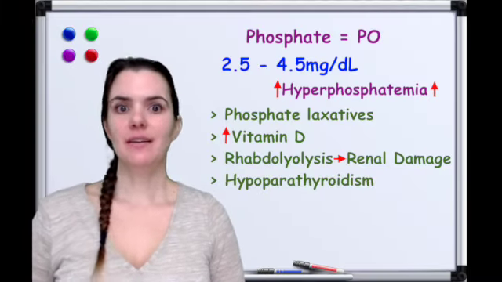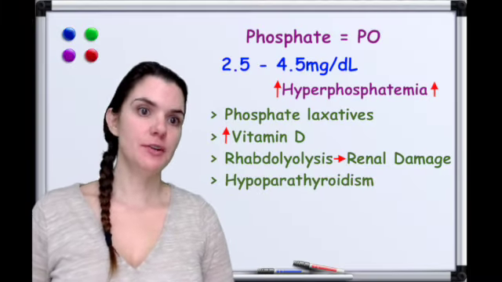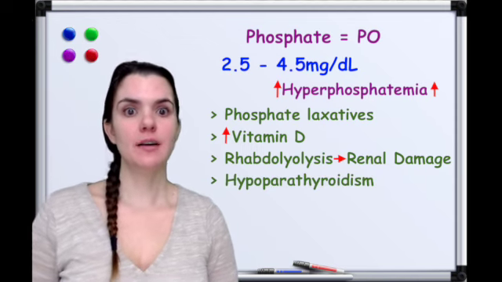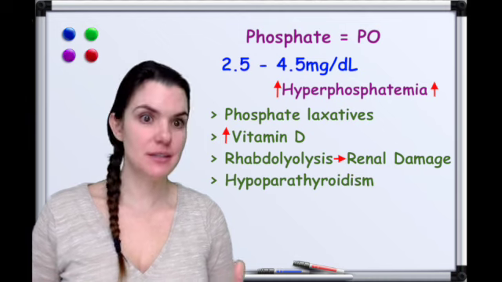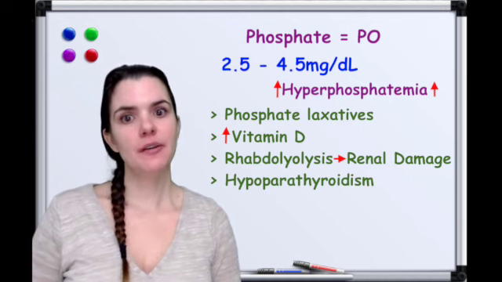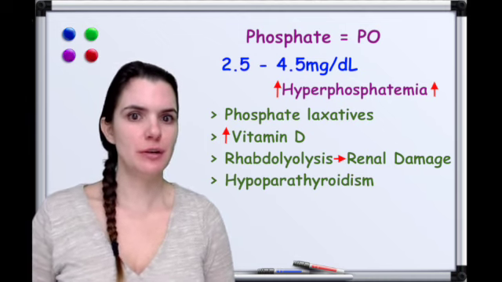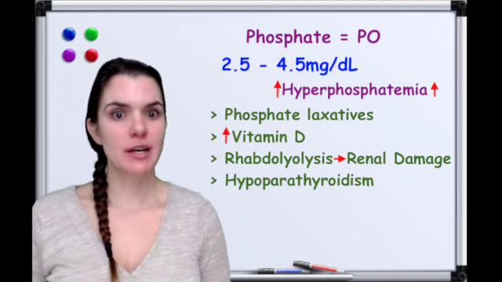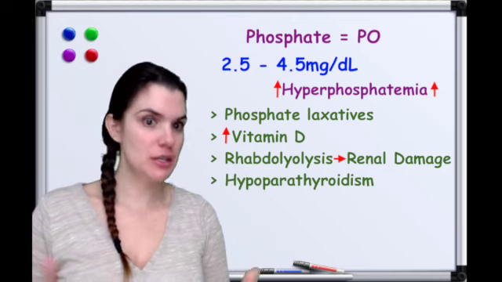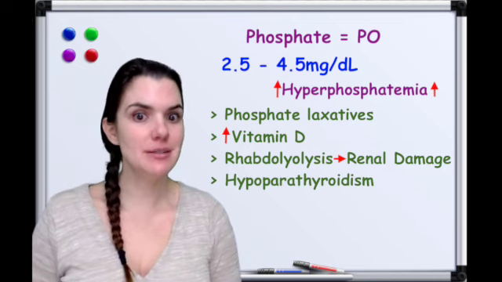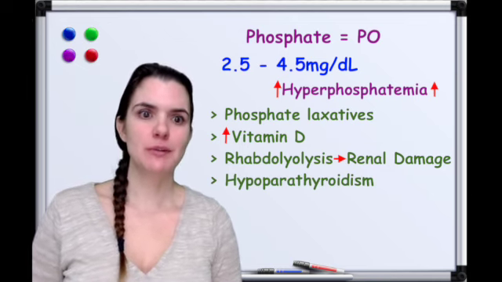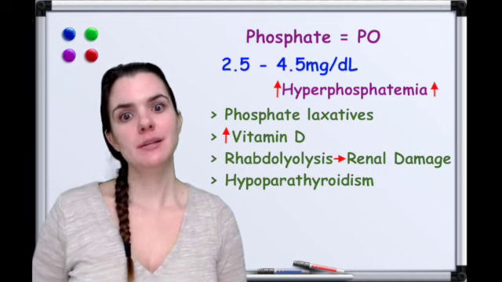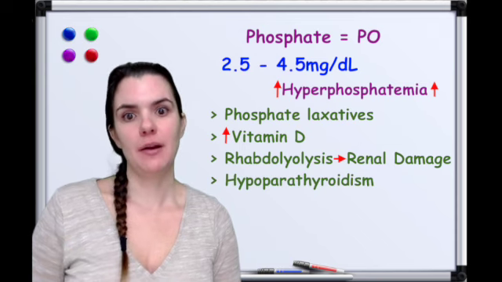Let's look at elevated phosphate levels in the blood, also known as hyperphosphatemia. Causes include overuse of phosphate-containing laxatives like Fleet's enema. So if a patient has renal failure, you definitely want to watch using those. Too much vitamin D, and also muscle damage, such as in rhabdomyolysis, which can damage your kidneys, and when your kidneys get damaged, we're not going to be able to excrete phosphates appropriately. And then finally, hypoparathyroidism, so an underactive parathyroid.